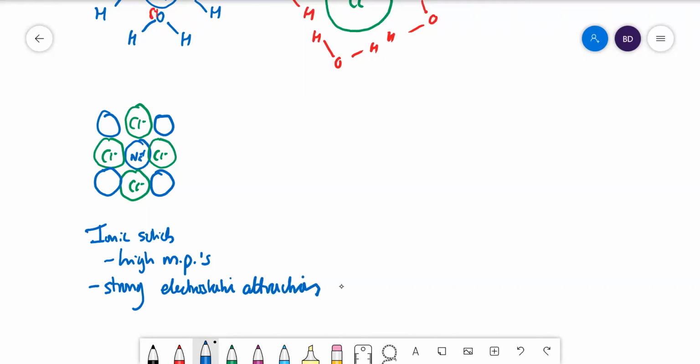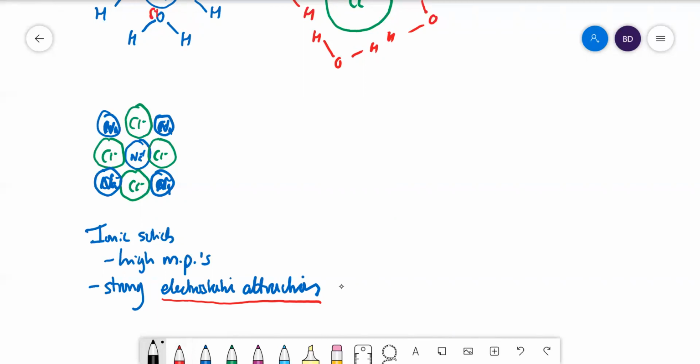So the question is, how come sodium chloride, if you dissolve it in water, the ions miraculously just separate? We just said there are strong electrostatic attractions between the ions. So how come it dissolves very easily? You don't have to heat it or anything in water.